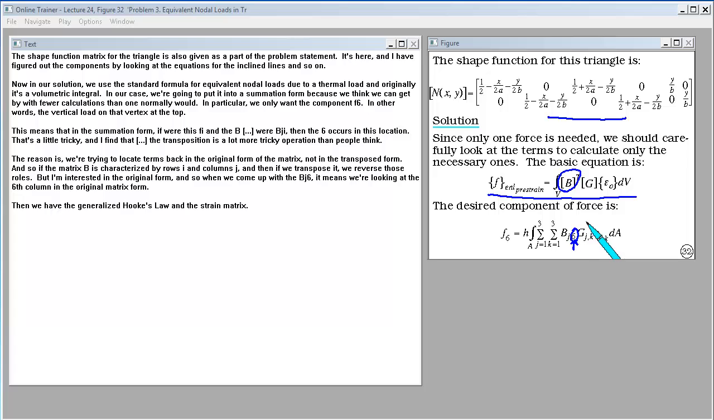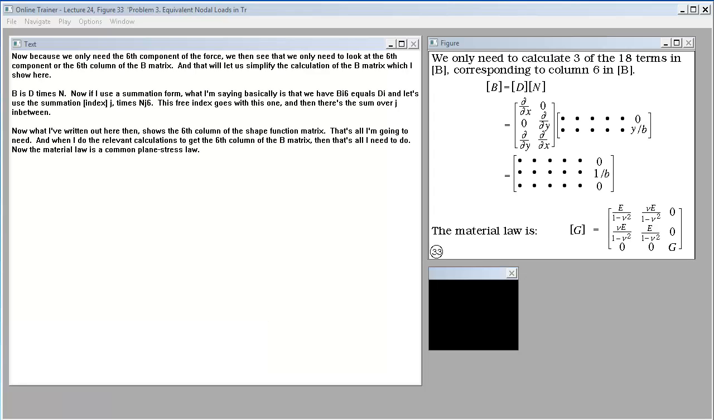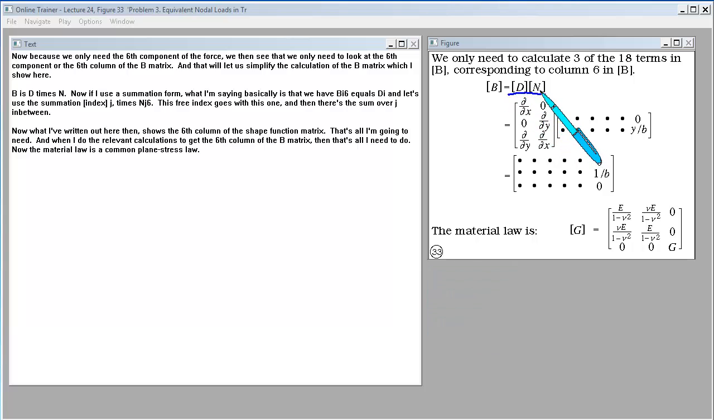Then we have the generalized Hooke's law and the strain matrix. Now, because we only need the 6th component of the force, we then see that we only need to look at the 6th component or the 6th column of the B matrix. And that will let us simplify the calculation of the B matrix, which I show here. B is D times N.